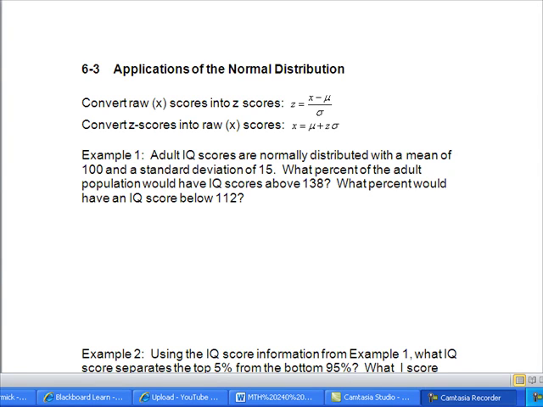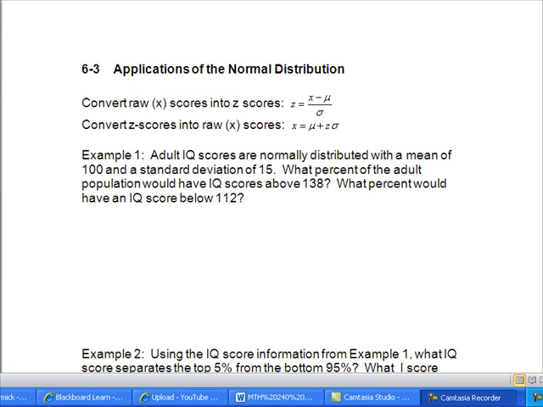Today we're taking a look at section 6-3 on applications of the normal distribution. In the last section we talked about the standard normal distribution. In this section we're talking about non-standard normal distributions. So basically what we do is we convert our scores or our data into z-scores to make it into a standard normal distribution. So we have two formulas we have to work with.